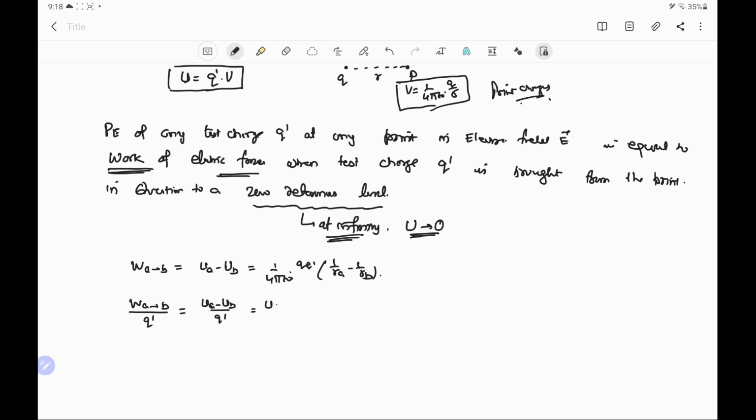Or we can write it as U_A/Q' minus U_B/Q'. And this is the potential energy per unit charge. That means it refers to the potential at that point. So we can write it as V_A minus V_B. In short, we can write it as V_AB. So V_AB refers to the potential difference between the two points A and B, or the potential of A with respect to B. In another way, the same equation can be written as V_AB, the potential of A with respect to B, is equal to V_A minus V_B.